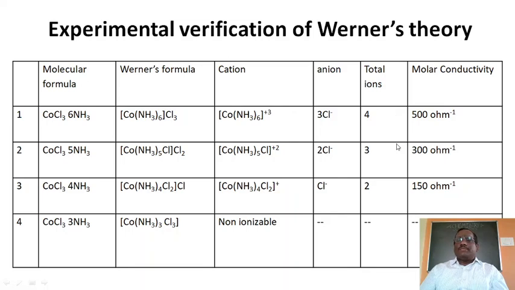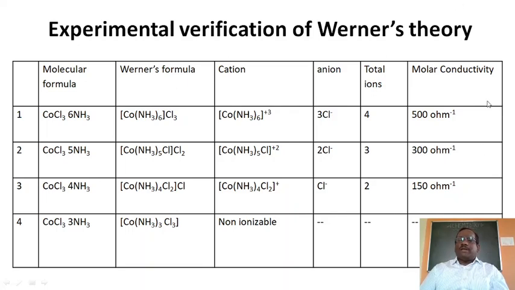Another test is the measurement of molar conductivity. By experimentally determining conductivity values, we get the number of ions present. Depending on the magnitude of the conductivity measurement, we can decide the number of ions. In this example, the experimental conductivity values are 500 ohms inverse, 300 ohms inverse, 150 ohms inverse, and no conductivity: a non-electrolyte, because there are no free ions in it.